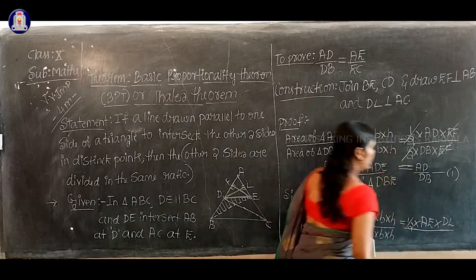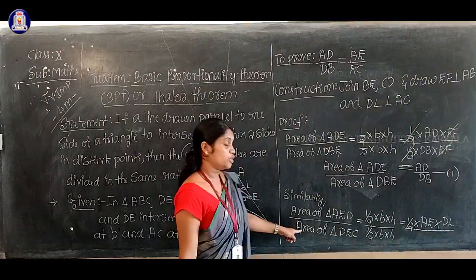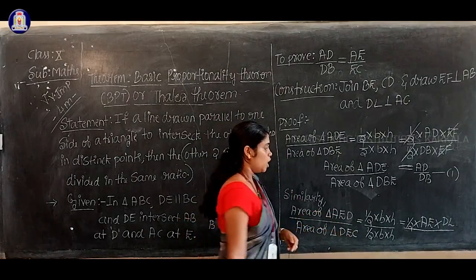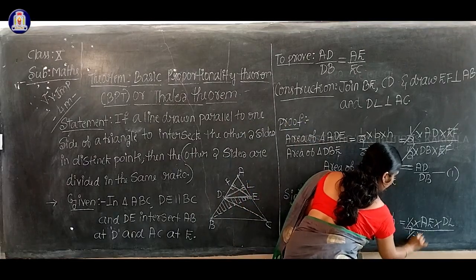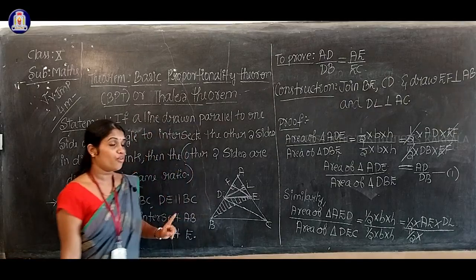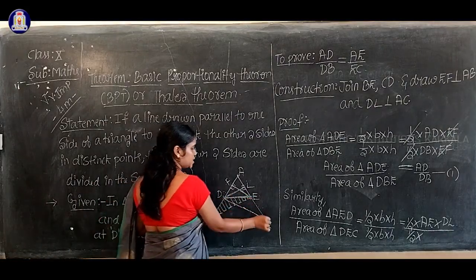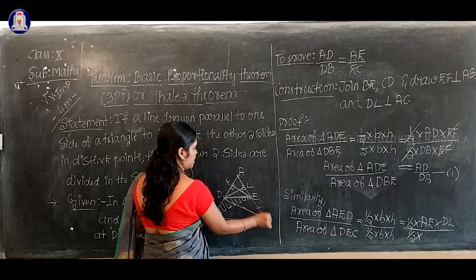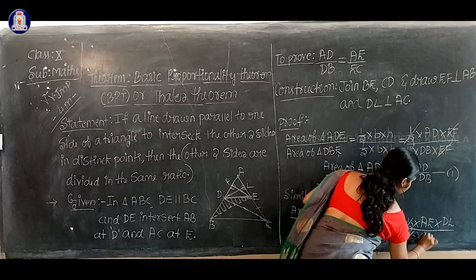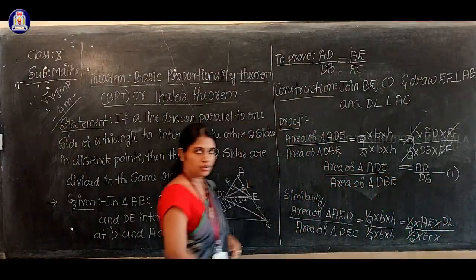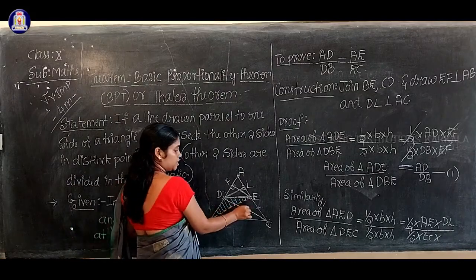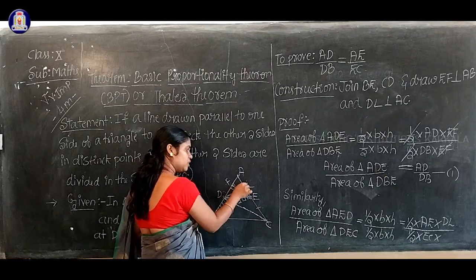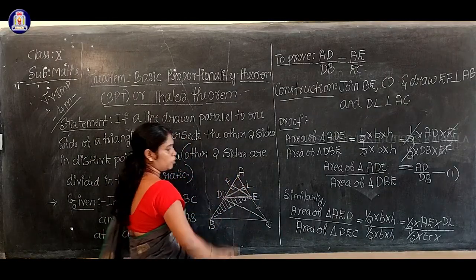Once again for the lower triangle, area of triangle DEC, half into base. What is the base for this triangle DEC? EC is the base. EC into height. What about your height? Height is nothing but the same height, that is DL. So this DL is the height for these two triangles.